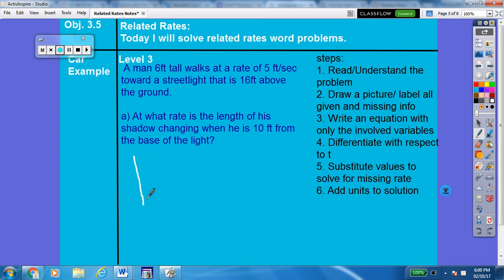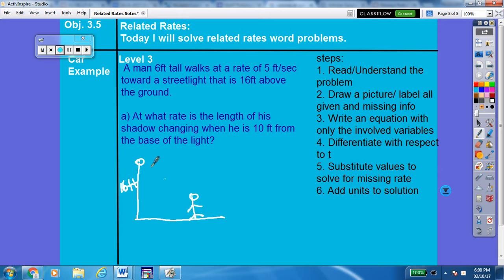So the street light, sorry about that. Let me try that again. The street light is 16 feet. So here it is, and that's not changing. 16 feet. The man is 6 feet tall, so of course the man is 6 feet tall. We did a 6 foot tall person.